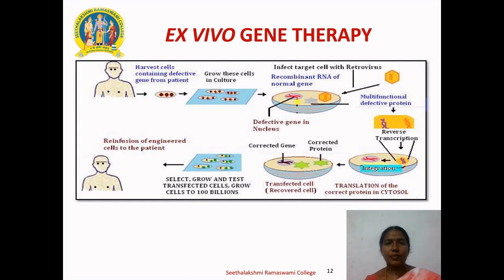We can see the schematic diagram of ex vivo gene therapy. Here, from the patient suffering from disease, the cells are harvested and grown in culture medium. After this, the gene is transferred into the defective gene of the nucleus. Here, the recombinant RNA of the normal gene will be present in this nucleus. On the other side, there are multifunctional proteins that go for reverse transcriptase. After reverse transcription, it goes for translation and enters the reinfusion of the engineered cells of the protein.